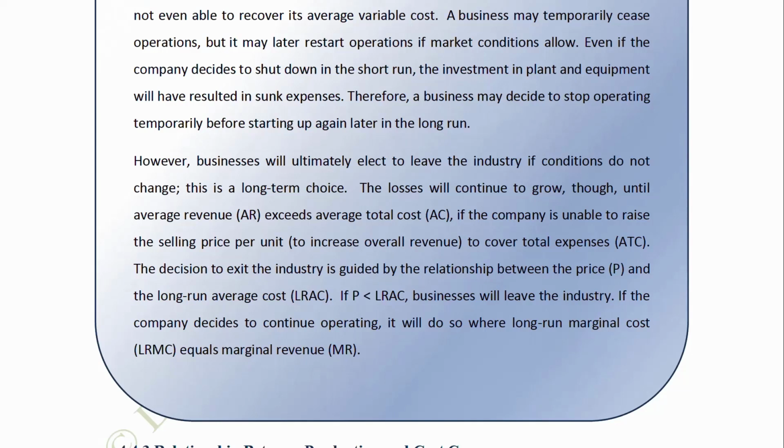The losses will continue to grow until average revenue exceeds average total cost. If the company is unable to raise the selling price per unit to increase overall revenue to cover total cost, the decision to exit the industry is guided by the relationship between the price and the long run average cost. If price is less than the long run average cost, businesses will leave the industry. If the company decides to continue operating, it will do so where long run marginal cost equals marginal revenue.